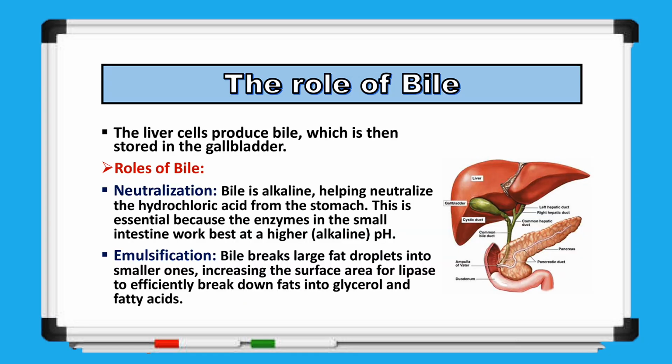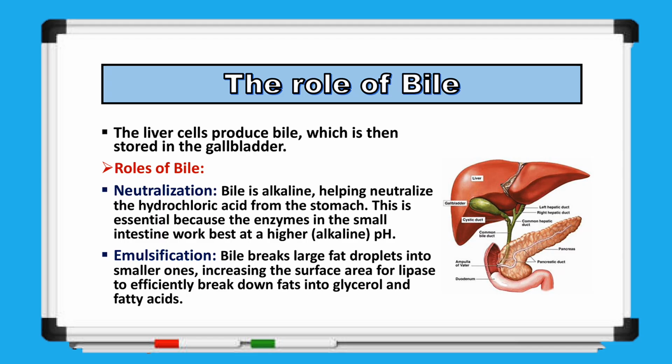Now let's talk about the role of bile. Bile is produced by liver cells and then stored in the gallbladder until it's needed. It has two main roles. First, neutralization. Bile is alkaline, so it helps to neutralize the hydrochloric acid coming from the stomach. This is important because the enzymes in the small intestine work best in an alkaline environment.